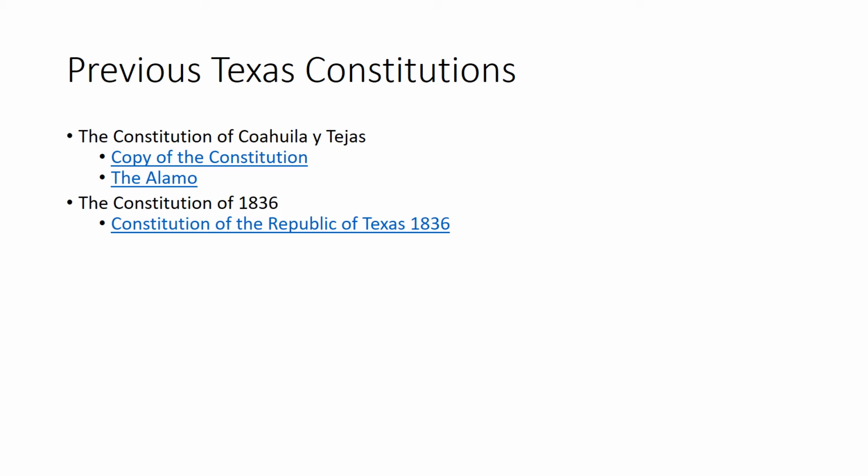Power was divided among these three institutions, and a system of checks and balances was put into place. Amendments were difficult to make, although a Bill of Rights was included. The Constitution also legalized slavery, included freedom of religion, and property rights protections.